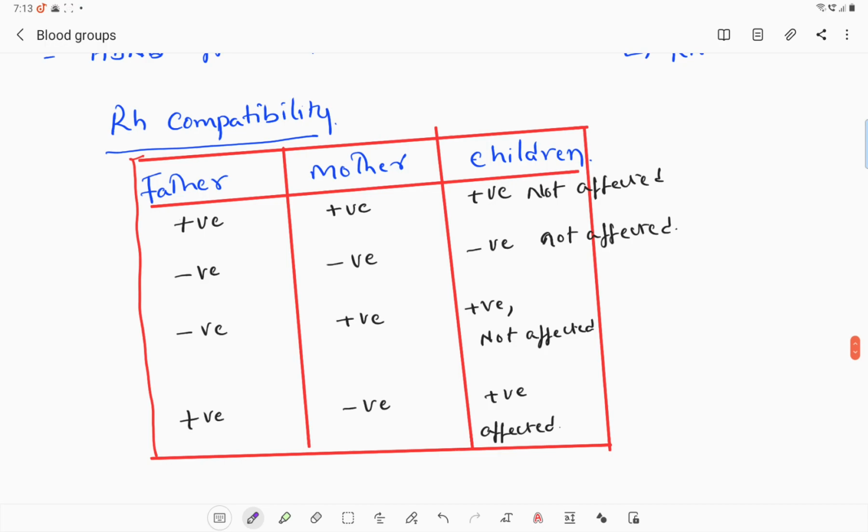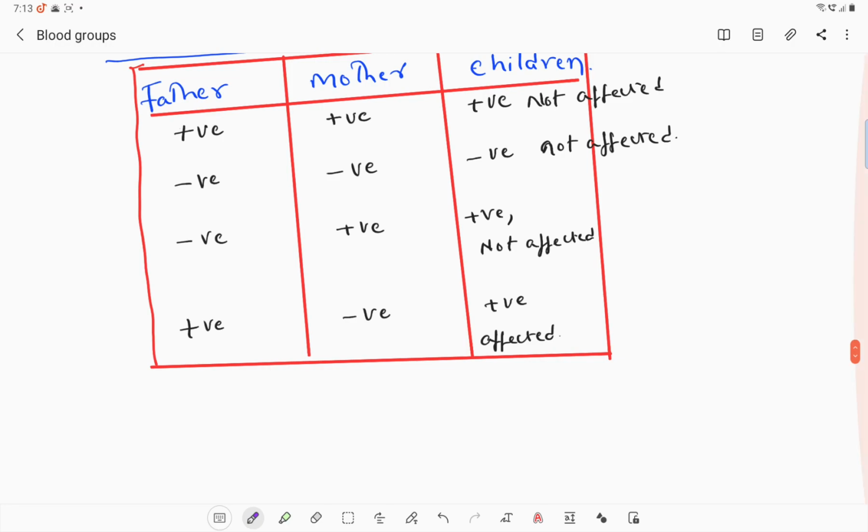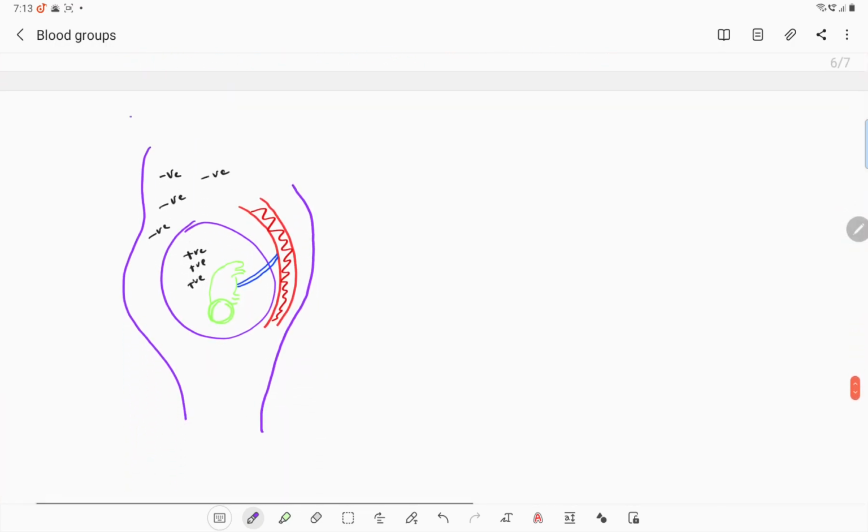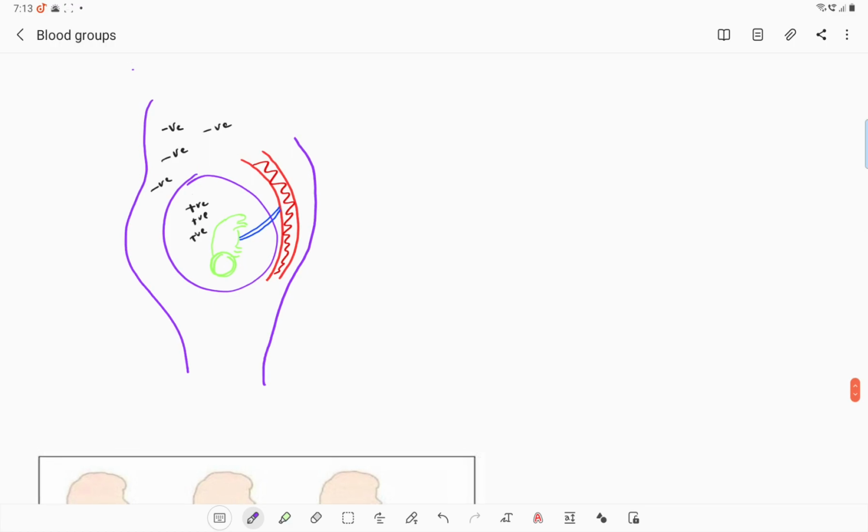If you take the father Rh positive and the mother also Rh positive, the children are positive, not affected. If mother and father are both negative, the children will be negative, but they are not affected. If the father is negative and the mother is positive, the children are positive, not affected. If the father is positive and the mother is negative, the children are positive and they are affected with erythroblastosis fetalis. Right. Let us see how this erythroblastosis fetalis occurs.